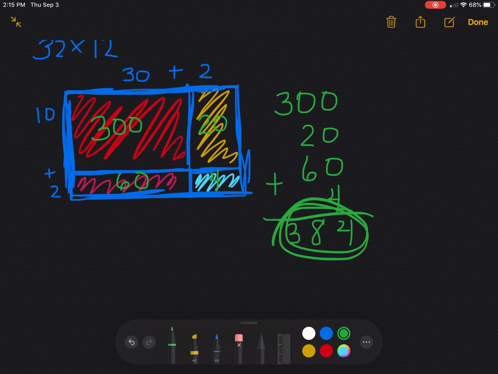What if I think about school? What if I had 32 classrooms and each classroom had 12 students in it? How many students would be in the school? 384.